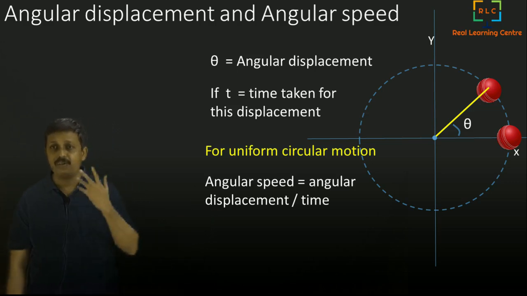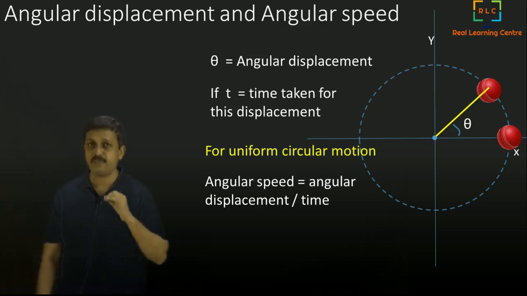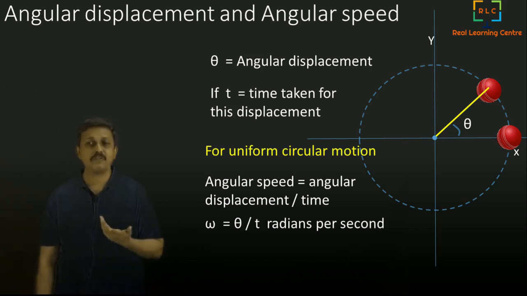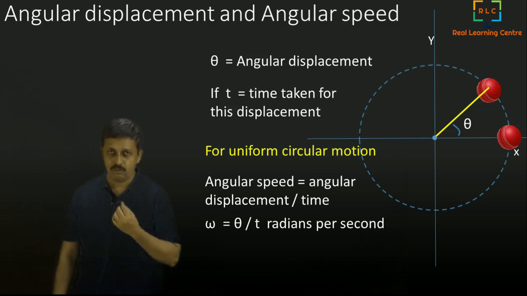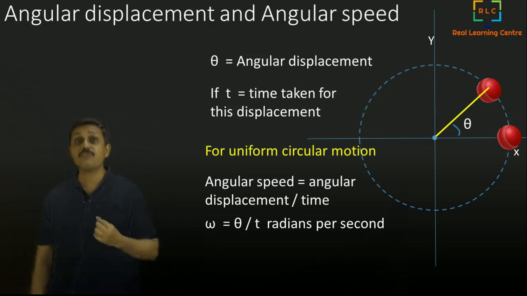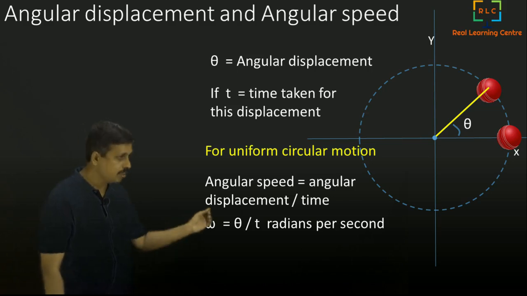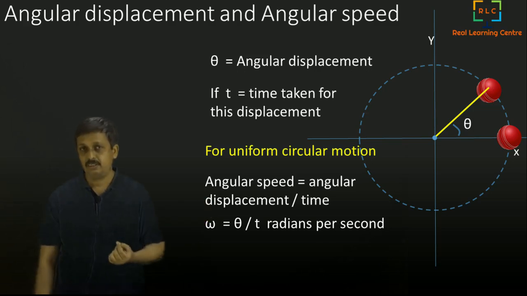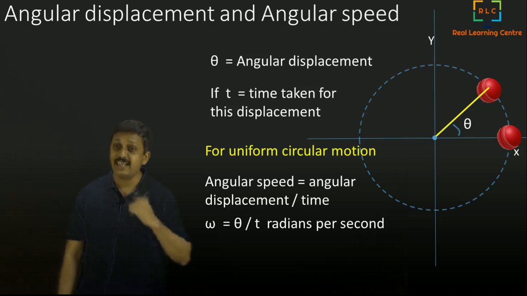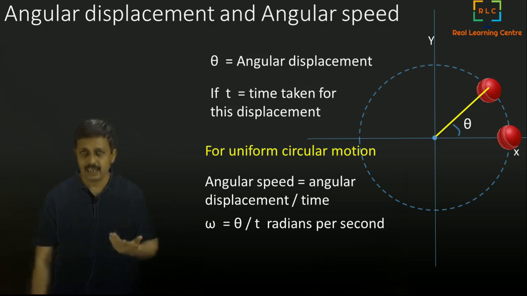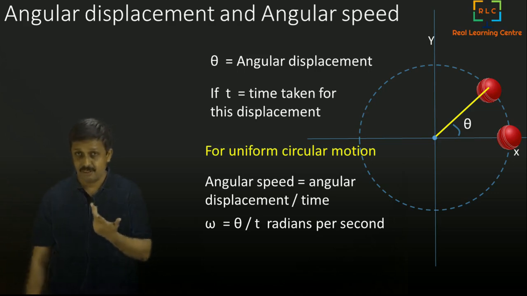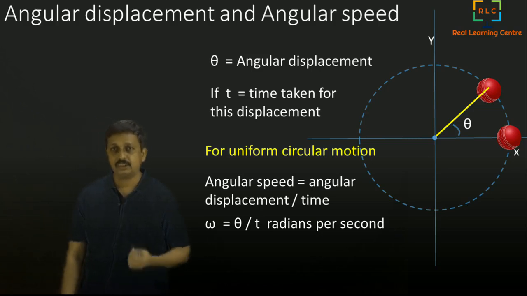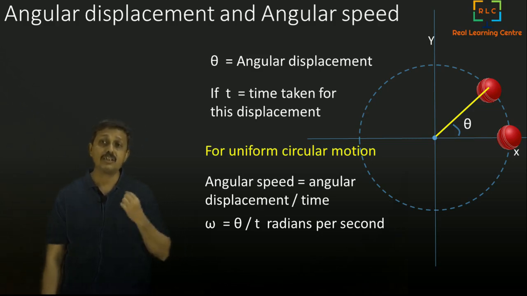If you remember, our linear speed is linear displacement divided by time. So angular speed is angular displacement divided by time. We introduce a new symbol for angular speed, like a small w. We call it omega. Omega is equal to theta divided by t, and we measure it in radians per second, because angles are measured in radians or degrees. This is the standard unit. So this is called angular speed.